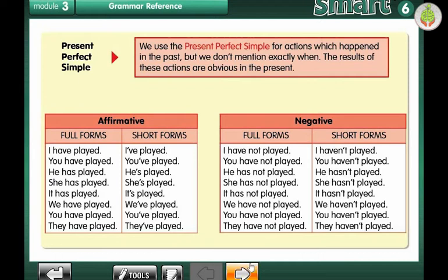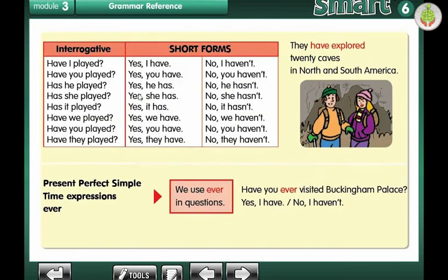All right, what about the question? With a question, we put the have and has at the beginning of the sentence. Have I played? Yes, I have. No, I haven't. Have you played? Yes, you have. No, you haven't. Has he played? Yes, he has. No, he hasn't.